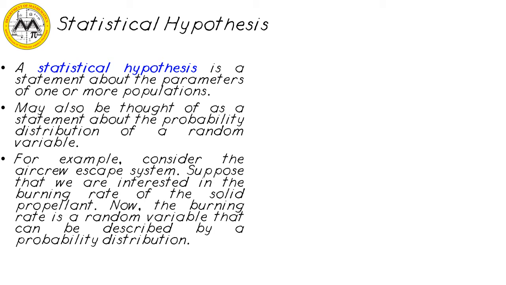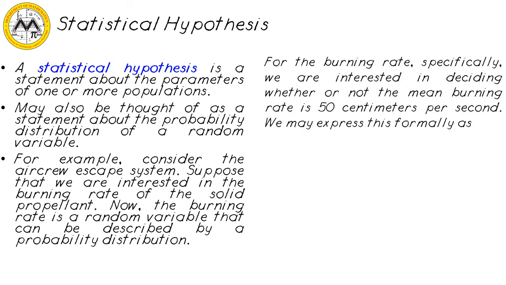For example, consider an aircrew escape system. Suppose that we are interested in the burning rate of the solid propellant. Now, the burning rate is a random variable that can be described by a probability distribution. Specifically, we are interested in deciding whether or not the mean burning rate is 50 centimeters per second. Formally, we can write it down as the null hypothesis, mu is equal to 50 centimeters per second.